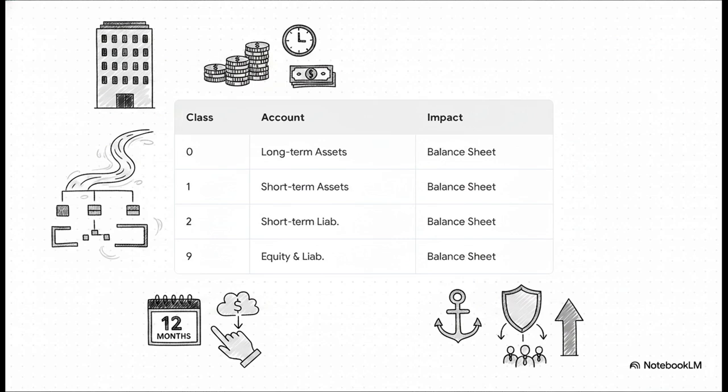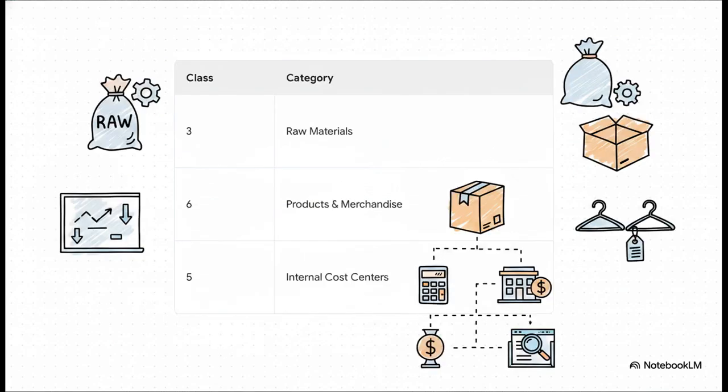Class 1 is tracking liquid cash and short-term receivables. Class 2 manages your operating obligations, like supplier payables, usually within a 12-month window. And finally, Class 9 anchors the equity, share capital, and long-term provisions. When we move over to inventory, the rules get strict. The software has to completely isolate production materials from trading merchandise.